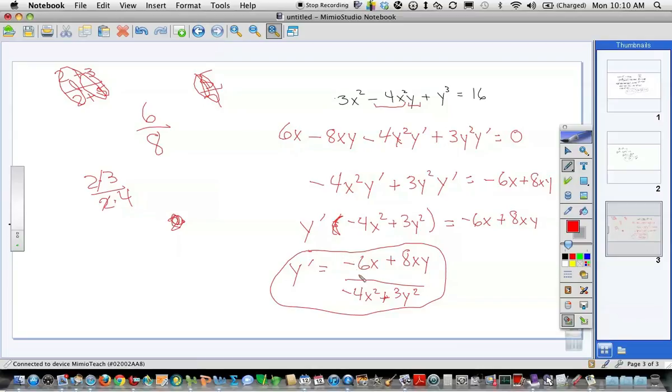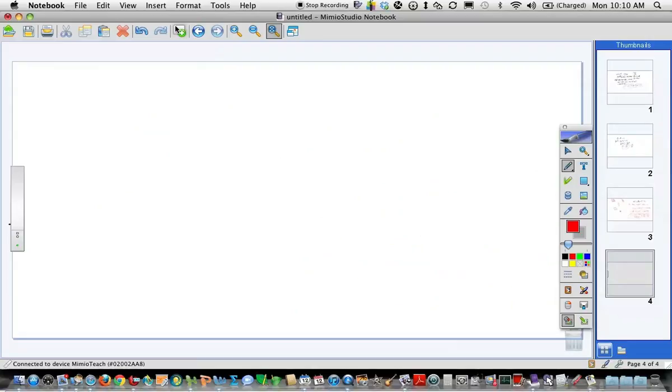If you want to take out a negative and cancel them, you can do that. And my guess, to be honest, is that your calculator would do that. It would probably take a negative out of the top and make it 6x minus 8xy. Take a negative out of the bottom and make it 4x squared minus 3y squared. And then cancel the negative out of the top and the bottom. So if you type that in, it wouldn't surprise me if your calculator came out with this answer. But you won't have to for the gateway. All right, let's try this one.